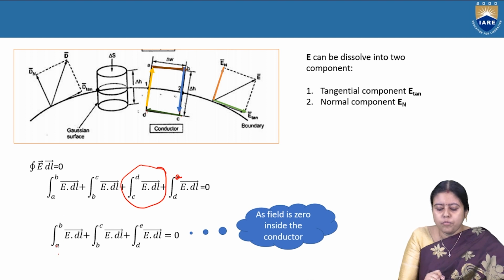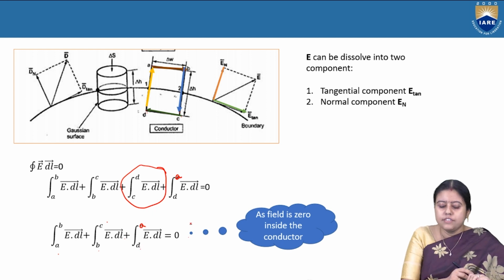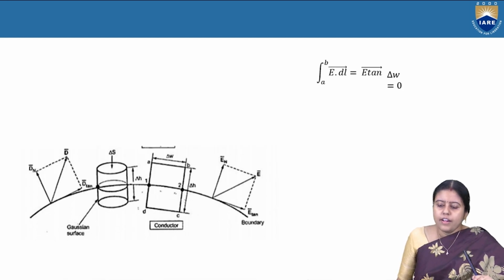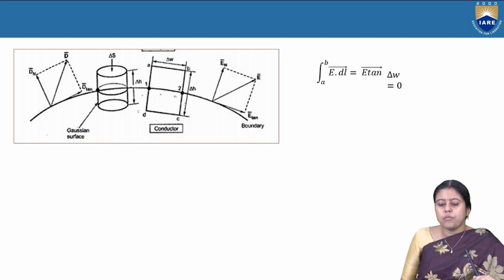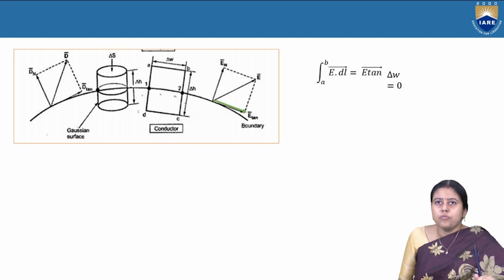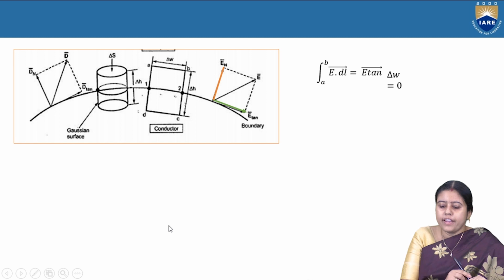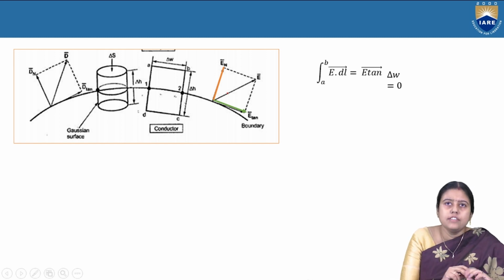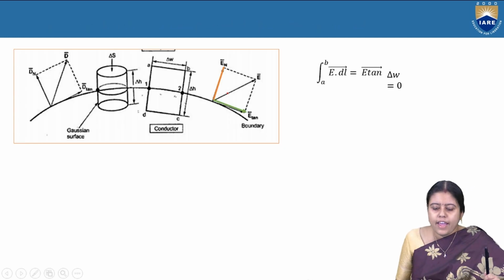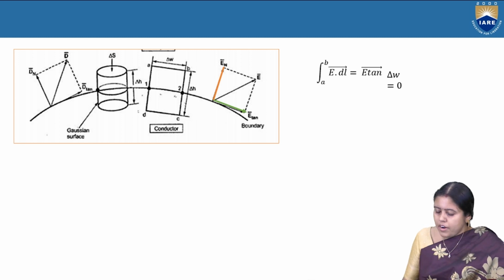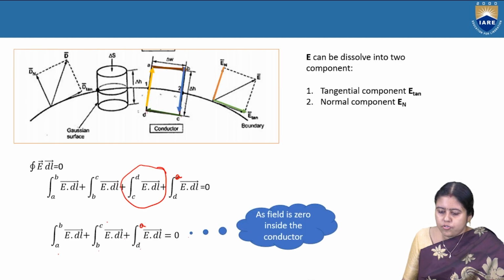So E along A to B is equal to 0, B to C is equal to 0, and D to A equals 0. Now again we are coming back to our old diagram. So you can see from here, this is our E tangential and E normal. These are our two components. And I will tell from our previous slides.